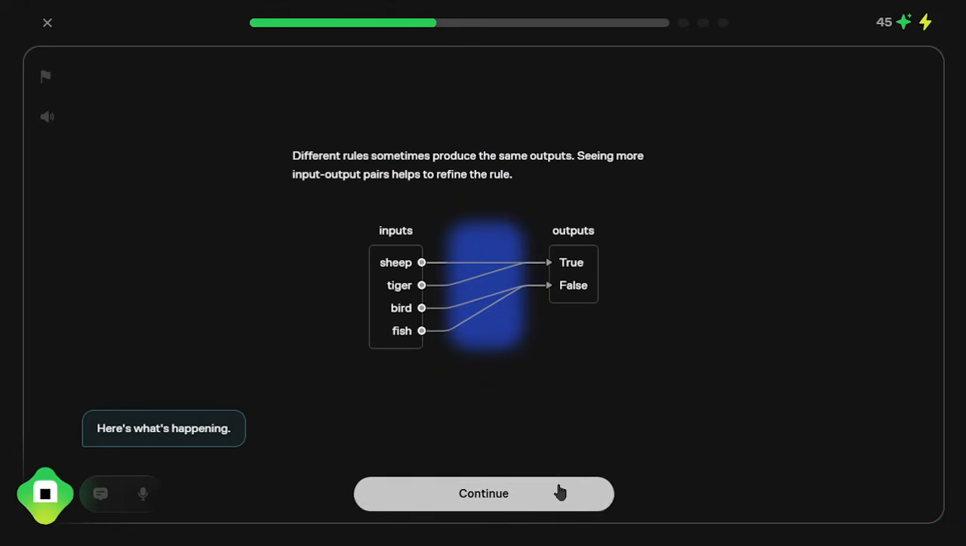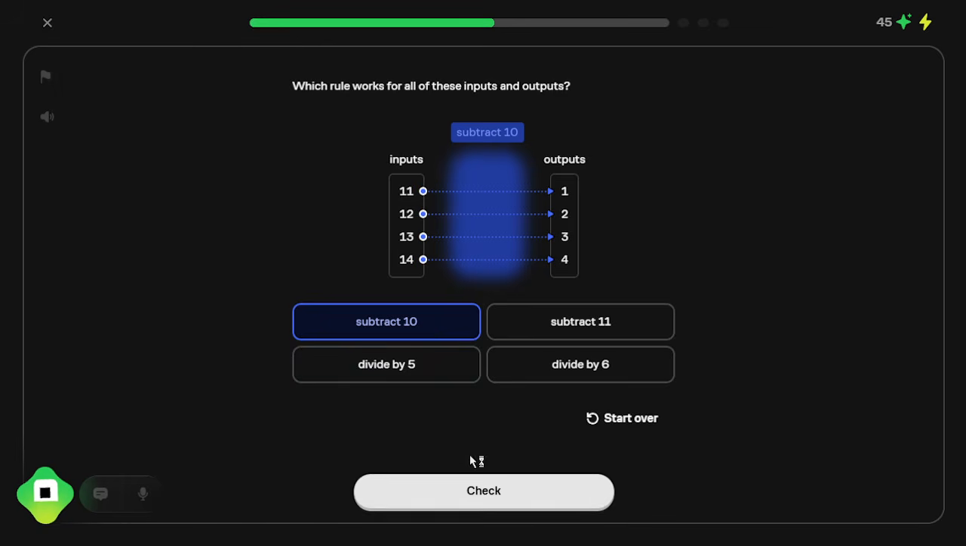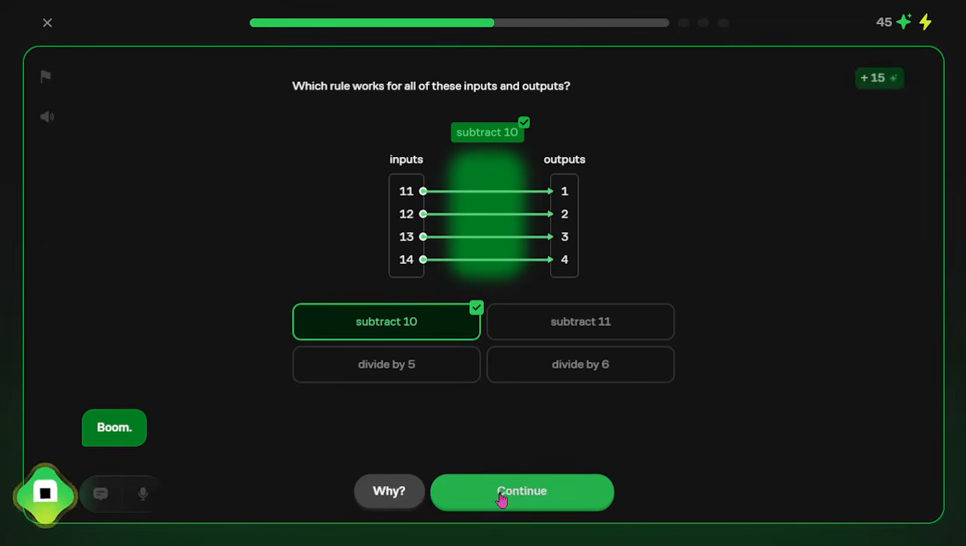Here's what's happening. Now, let's try this with numbers instead of words. It's like subtracting, because 11 to 1, 12 to 2, 13 to 3, and 14 to 4. You might think it's the second letters, but there are no second letters in here. So it must be subtracting some number. Here we remove divide by 5 and 6. We're left with subtract 10 and subtract 11. Let's go with subtract 11: 11 minus 11 equals 0, and it says 1, so it's wrong. So it must be subtract 10. Boom.